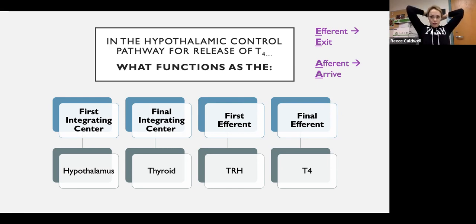So practice that a few times. You know what, actually the final afferent is going to be TRH. So second afferent and final afferent are the same because we only use 2 integration centers in this course. We don't go into those middlemen. So that final afferent would be TRH because it is the last hormone arriving at our final integrating center.